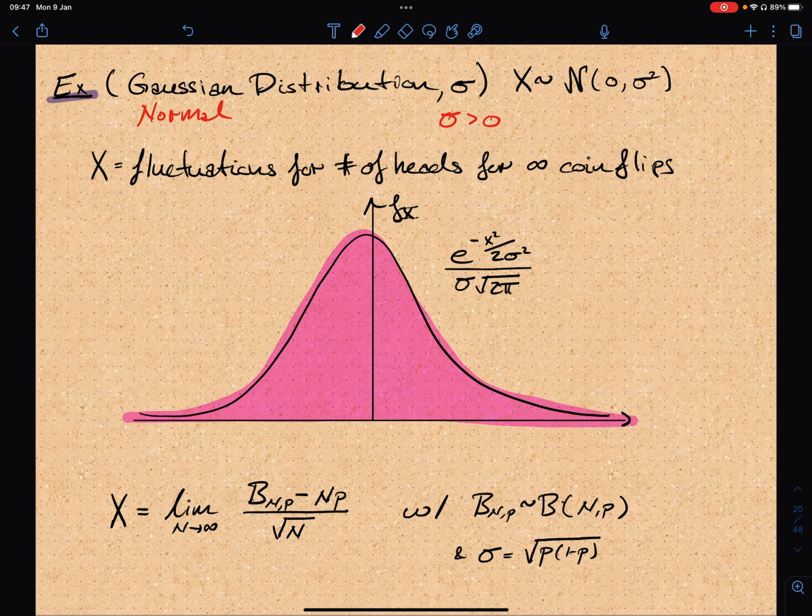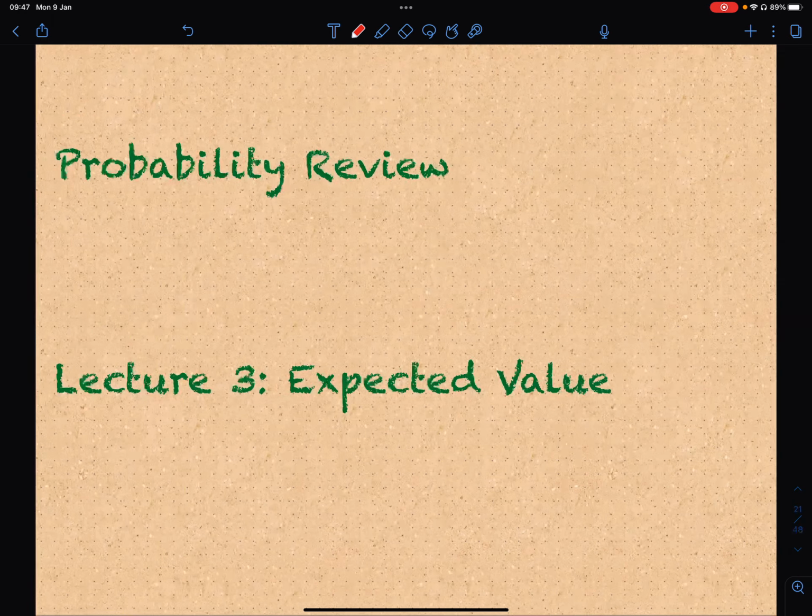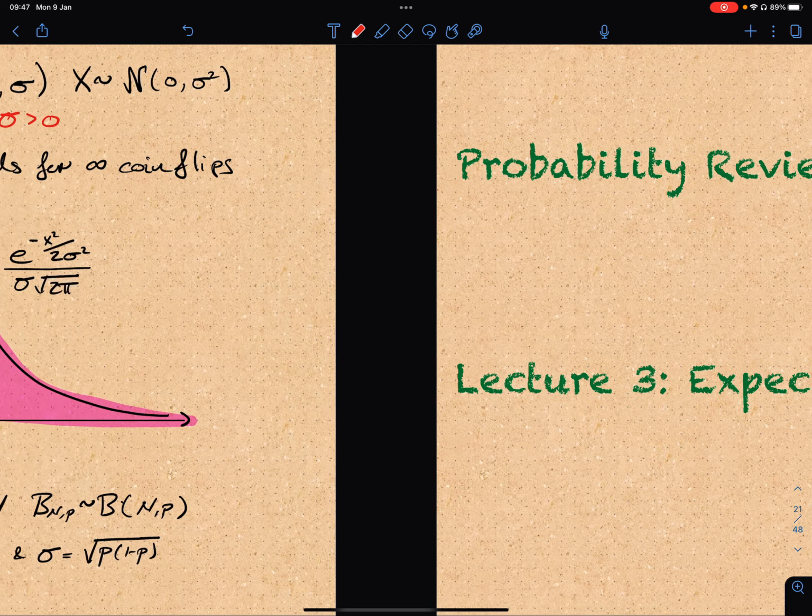So this is the end of this lecture on random variables. The next lecture will be expected value. This is where we start getting more information about random variables.